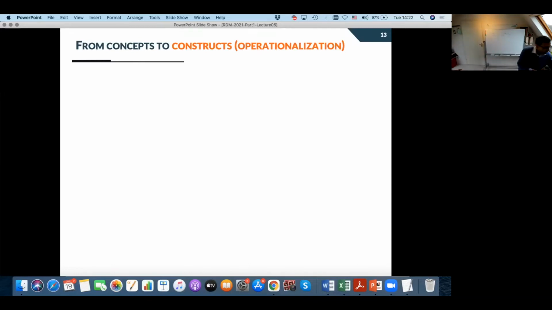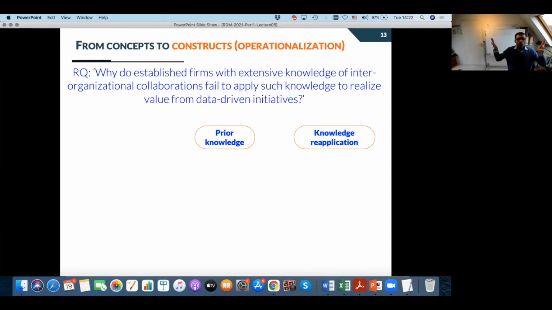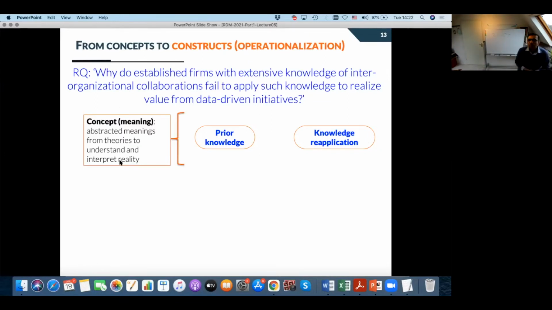If you have a research question like what we just discussed, how do established organizations with extensive prior knowledge fail to put it again into action? If you just look at the concepts, you have 2 main concepts: prior knowledge and reapplication of the knowledge. These are abstract things. We call them concepts. They are generic.